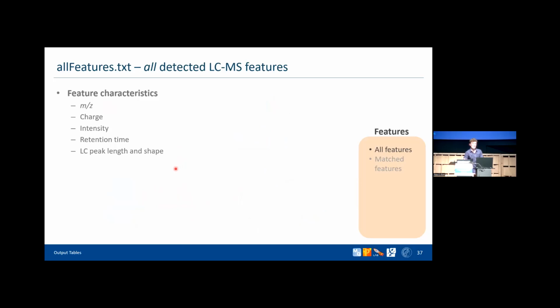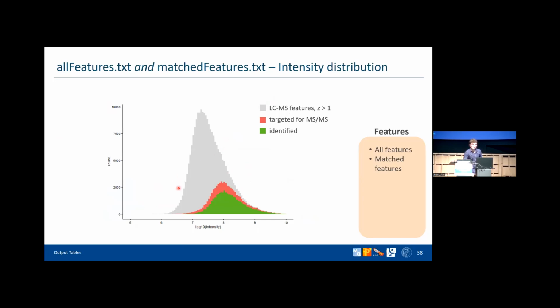What you might now be interested in for quality control, for example, is: what's the difference between features that we could identify and features that we could not use for identification of our peptides? Again, it has the same kind of information like charge, mass over charge, intensity, and so on. How is this peak shaped and so on? This is more or less the same as in the evidence table. And then you can do something like this.